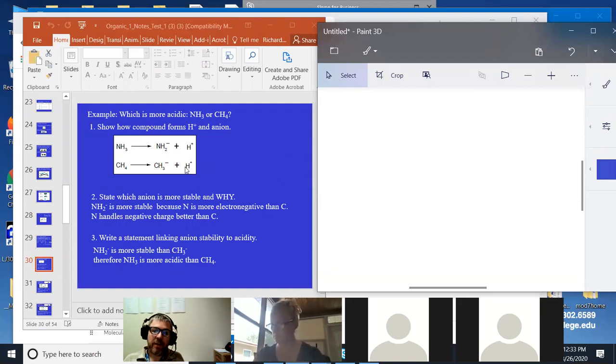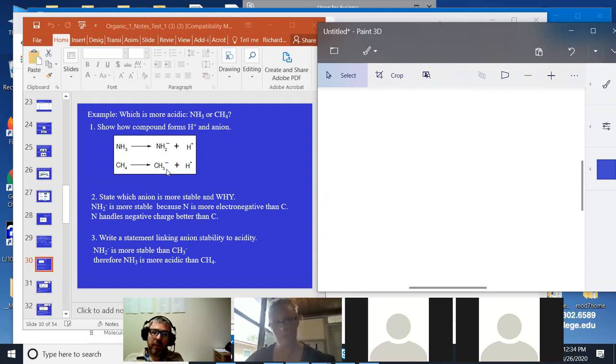So anytime we split up any compound, we take off the H as H+, and then the negative charge ends up on the atom that the H was originally attached to, which I think makes sense. In this case, it's the N. In this case, it's the C. So NH2-, it's going to be the N that carries the negative charge because that's what a hydrogen was attached to. In the case of CH4, it's going to be on the C because that's what the hydrogen was originally attached to as well.